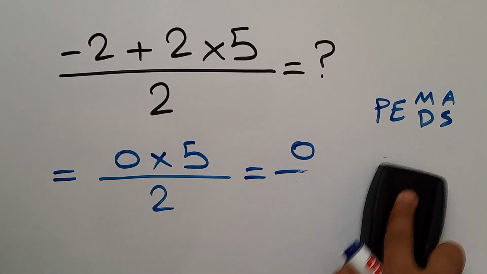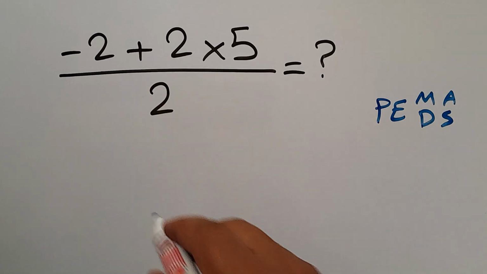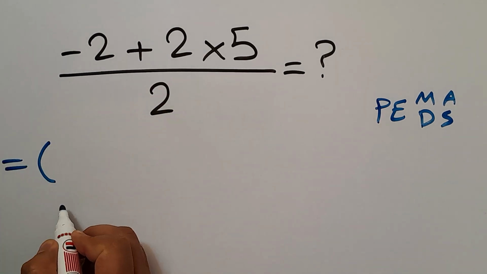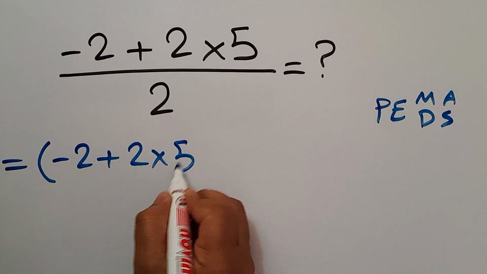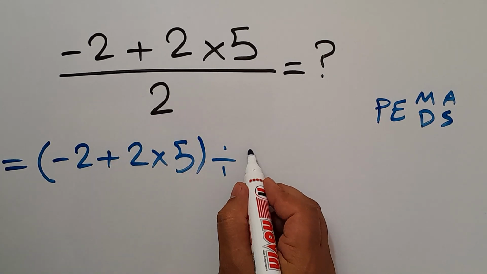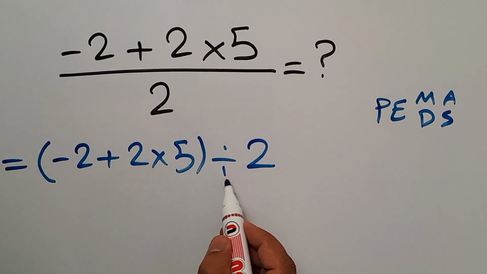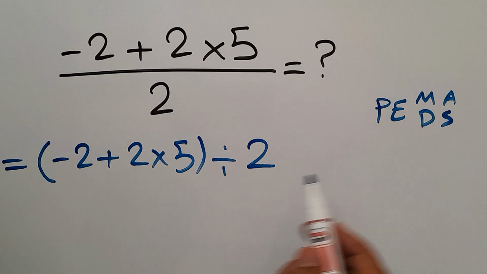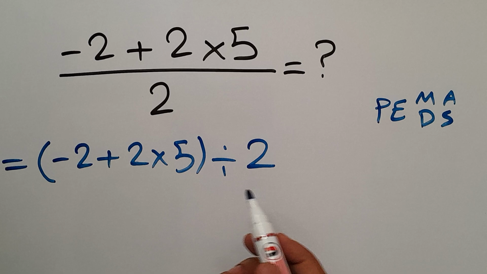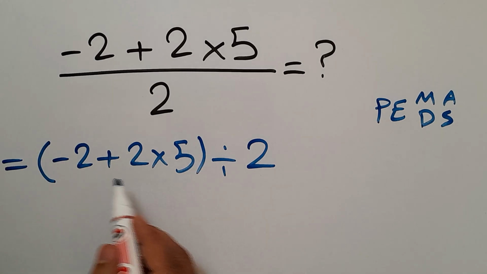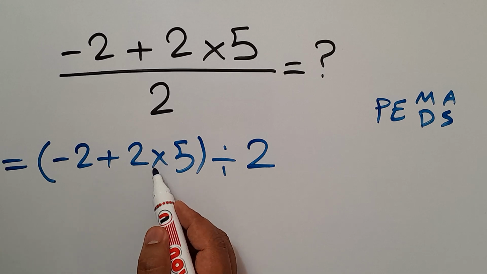Okay, so instead of this fraction, we can write parentheses, the numerator negative 2 plus 2 times 5, divided by the denominator, which is 2. Here we have this parentheses and this division. In PEMDAS, parentheses has higher priority than other operations. So first we do this parentheses, and inside this parentheses we have this addition and this multiplication.